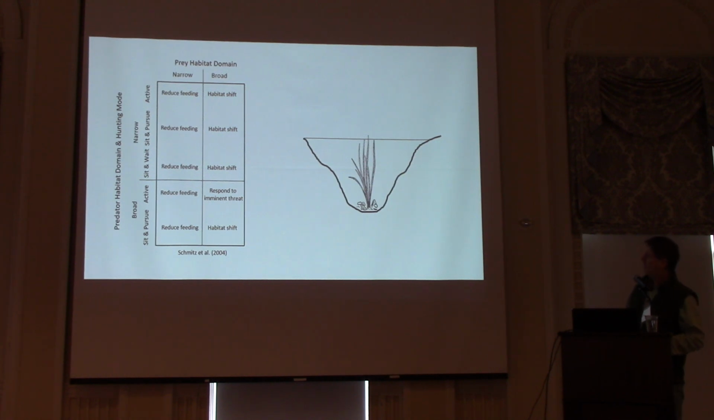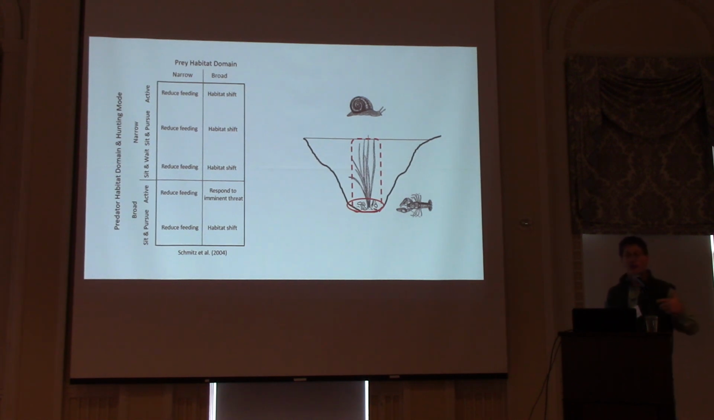And the idea is, again, if we think about snails, they might forage throughout the water column, on structures, anywhere they can find attached periphyton. So their habitat domain is fairly broad. So they're over here, prey with a broad habitat domain. A predator like a crayfish forages strictly on the bottom. It's not in the water column. So it has a fairly narrow habitat domain, and it's also roaming. It doesn't sit and wait, so it's an active predator.